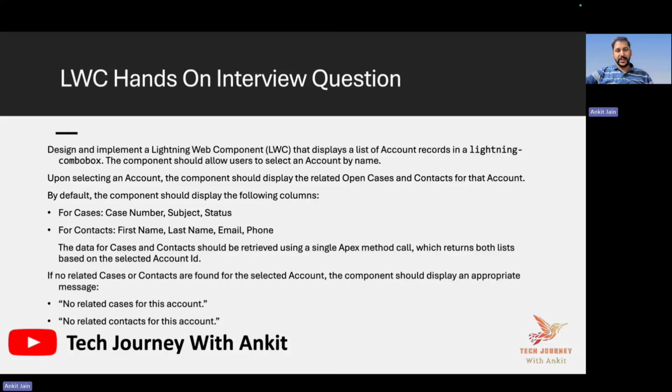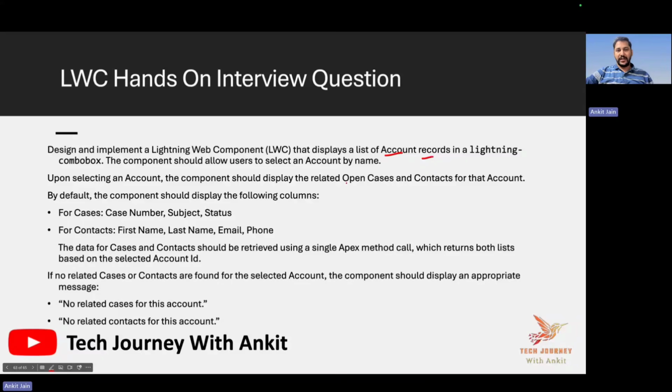Now, this is the problem statement for today. What they are asking here is to build a Lightning Web component. In that Lightning Web component, we should have one Lightning combo box. Combo box means nothing but a drop down, but this combo box should display all the account records. So basically, you have to get all the account records and display them in the form of a combo box.